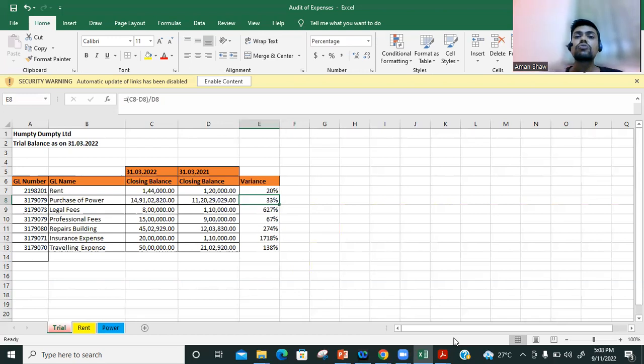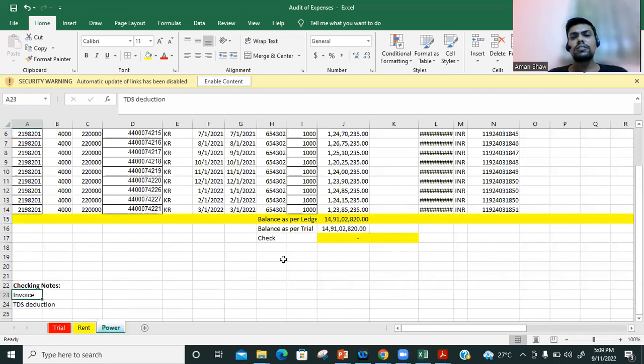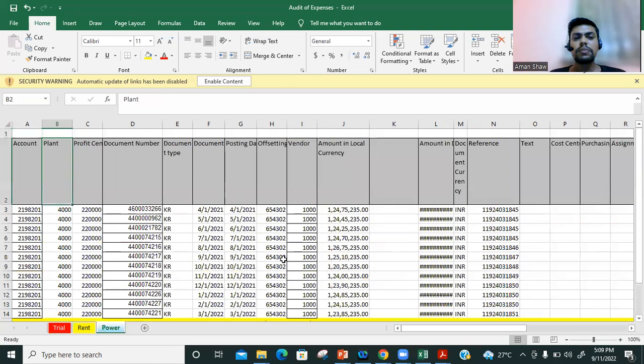Secondly, there can also be a reason because on 31st March 2021, maybe the production, whatever the company is producing, was lower compared to right now. So because of the lower production, the electricity expense was less, and now it is high. I'm just showing you the ledger of power. This will be a similar ledger like this, and you will see all these things, and then you can do an in-depth analysis.